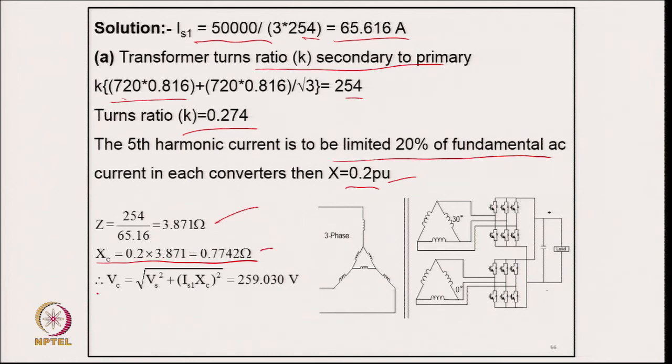So, it comes 0.77, and we can find out the fundamental converter voltage from your supply voltage plus the reactance drop corresponding to the fundamental current. So, it comes 259.030 volt, and this is the typical circuit. On this side we connect them in series, this side we connect in parallel.